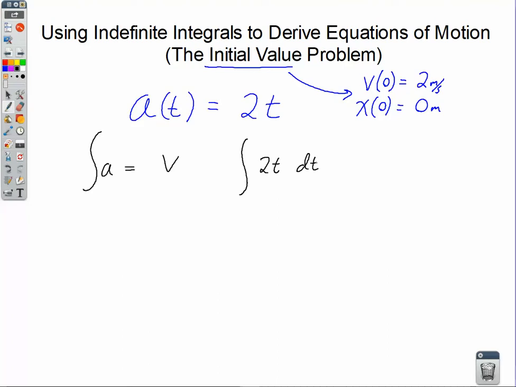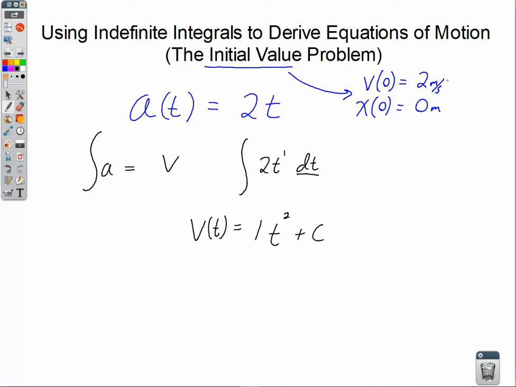Don't freak out about this dt. It's just there for right now to tell us what we're integrating with respect to. Time is my variable. All right, so again, this is t to the first using the power rule. We increase that by 1, so we have t squared when we take the integral, and we divide the coefficient by the new exponent, and we get 1. So we have 1t squared, and there's the pesky c. So this is an equation for the velocity of this particle at any time t. But we've got to solve for c.